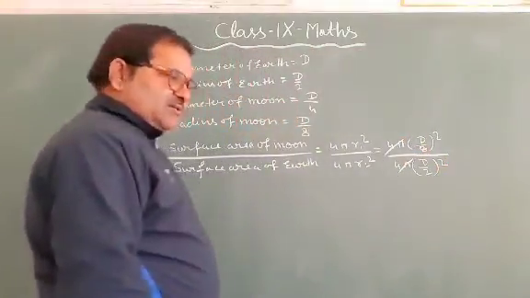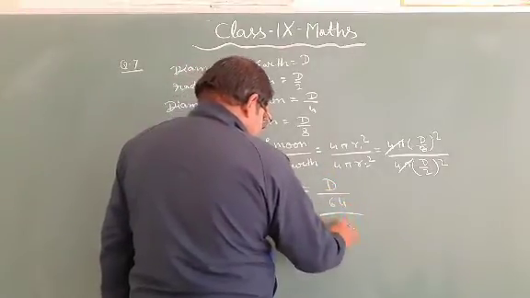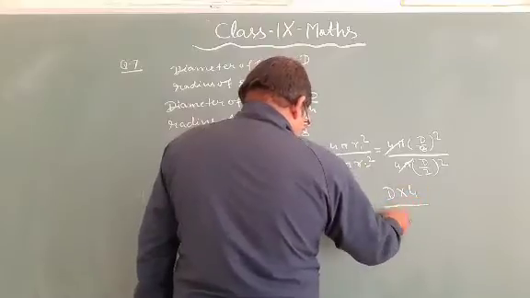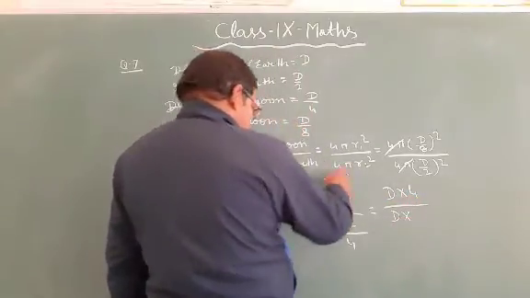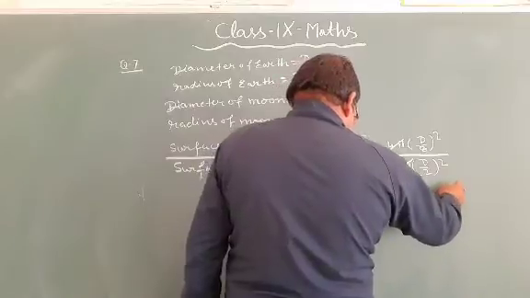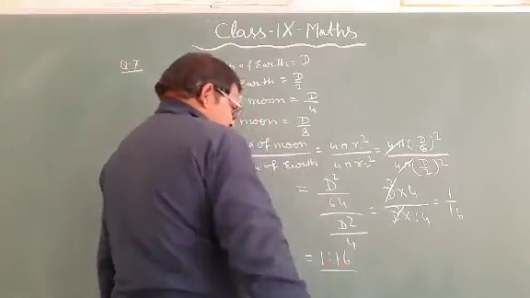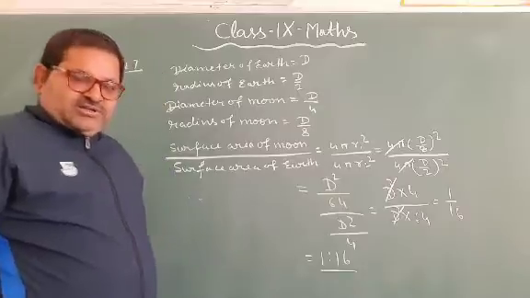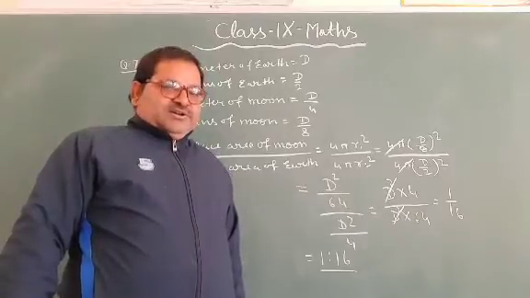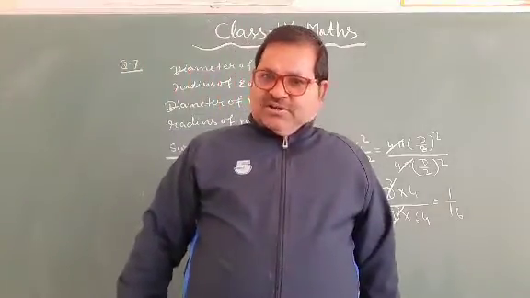4 pi cancels, and d square upon 64, d square upon 4, is just equal to d square into 4 upon d square into 64. d square cancels, and we get 1 upon 16, so the ratio is 1:16. 1:16 is the ratio of the surface area of moon and the surface area of earth.